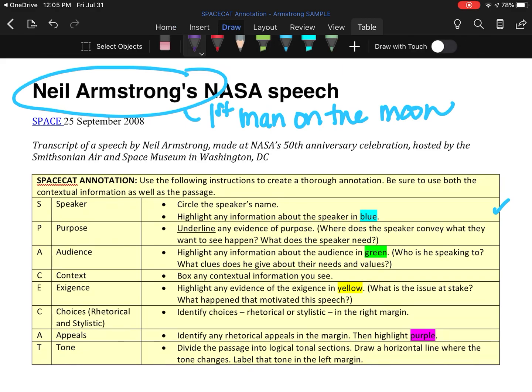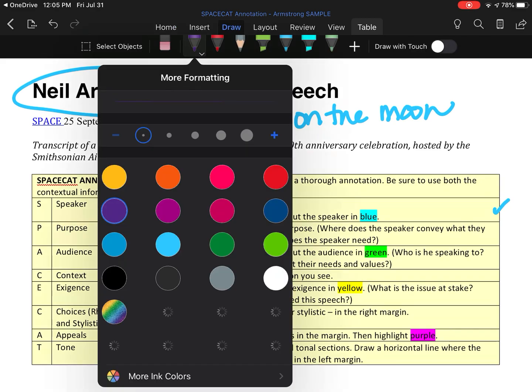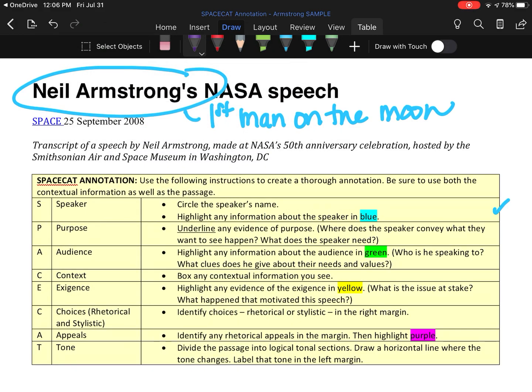So to show you what that would look like, I'm going to go up here where it mentions it's the 50th anniversary. Switch to a black pen here for simplicity's sake. But it's a celebration, right? So that could be something in the purpose. It's to celebrate the birthday, I suppose, so to speak, of NASA. So that would be acknowledgement of purpose for sure.